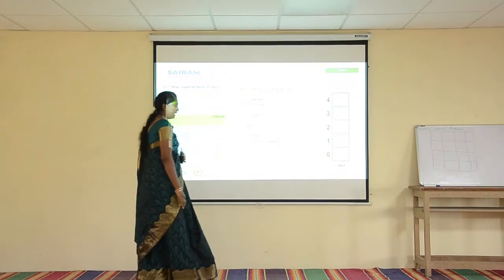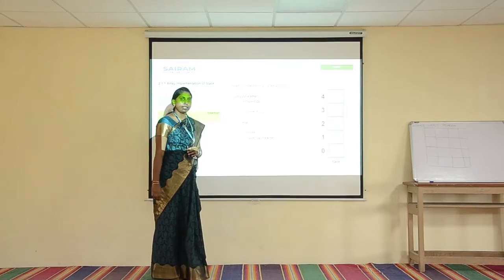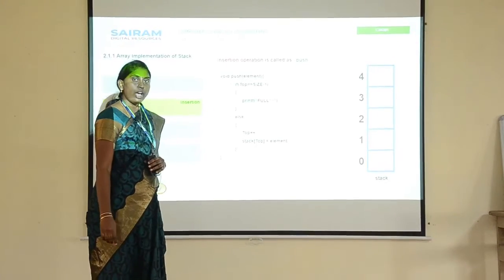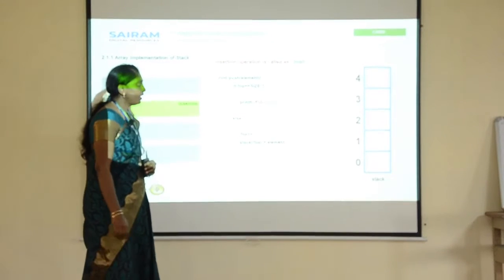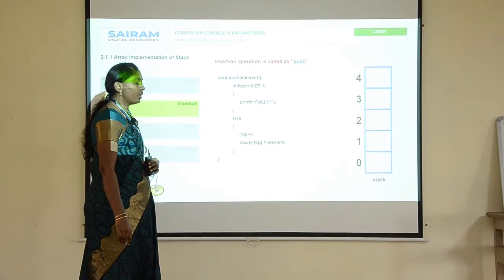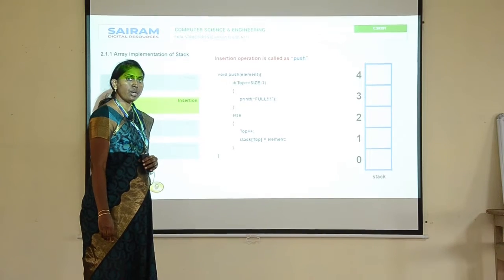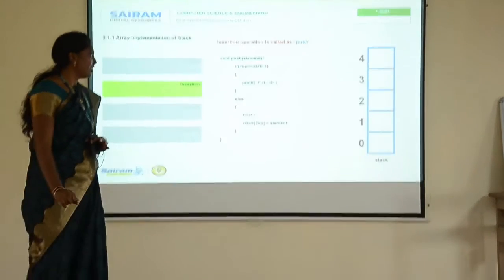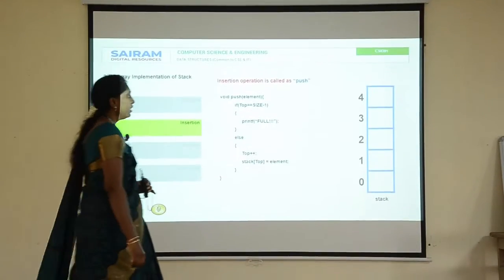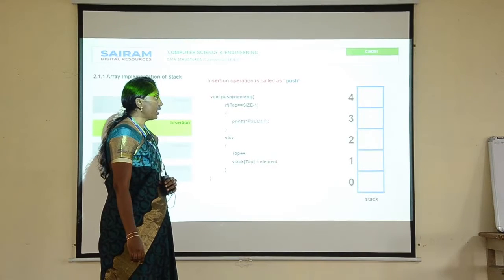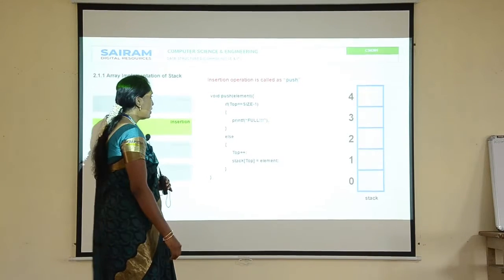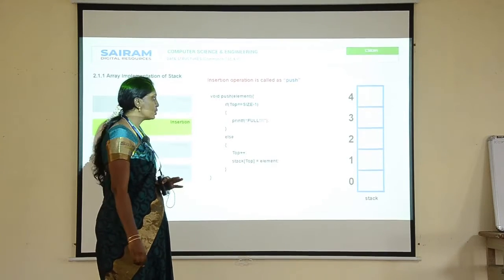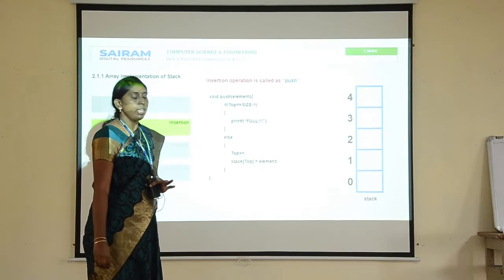Initially you have an empty stack. A stack is implemented using an array or a linked list, so now we are going to discuss the array implementation of stack. In that, the values are stored in locations starting from 0, 1, 2, 3, and so on. The first value will be stored at place 0, the second value at place 1, and the third value at place 2. Likewise, you can perform the insertion operation.